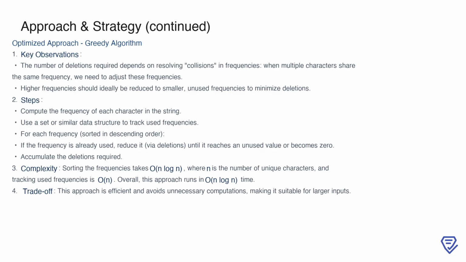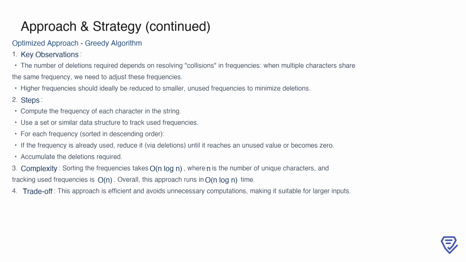When multiple characters share the same frequency, we aim to reduce these frequencies systematically, starting with the highest values. The steps are clear. First, compute the frequency of each character in the string. Then, use a set or similar structure to track which frequencies have already been used. For each frequency, sorted in descending order, we check if it's already in use. If so, we reduce the frequency through deletions until it reaches an unused value or becomes 0. At each step, we count the total deletions required.